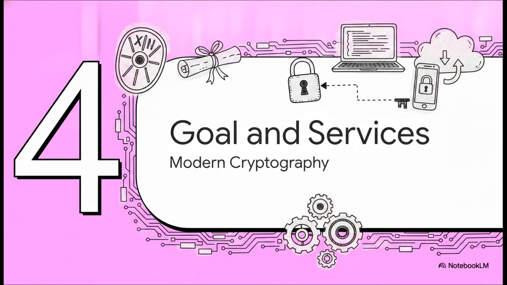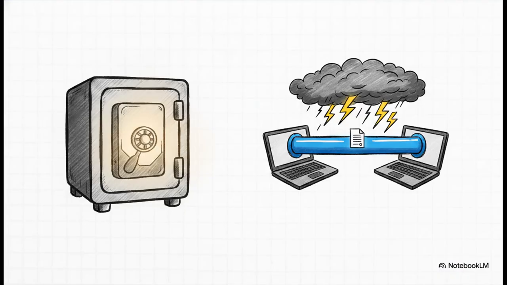Finally, let's wrap up with Chapter 4, Modern Goals and Services. Today, obviously, our battleground isn't a Roman messenger traveling on horseback, it's our computer networks. Cryptography's primary job today is basically acting as a secure digital tunnel. It exists to lock down important data resting locally on your hard disk or to protect it as it flies across highly vulnerable mediums like the public internet.